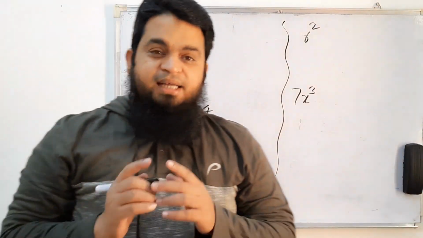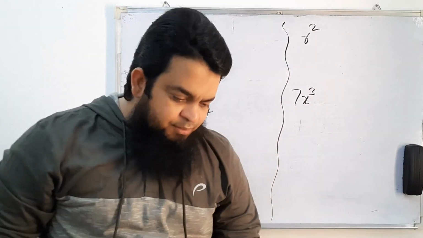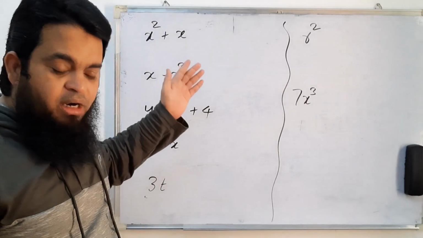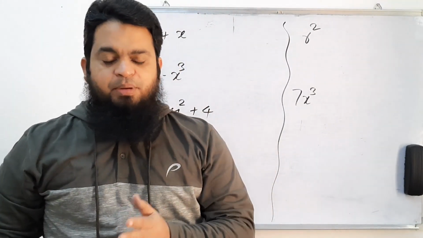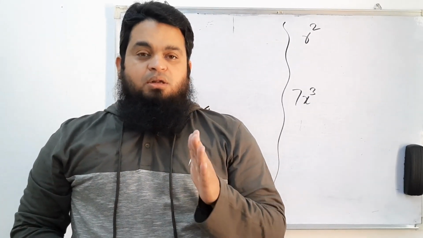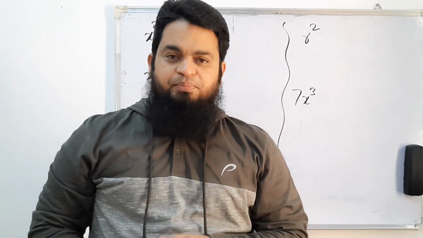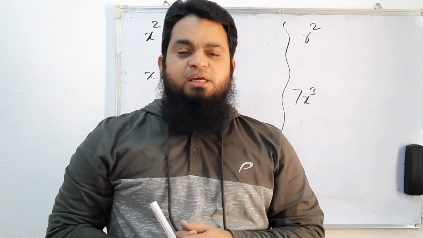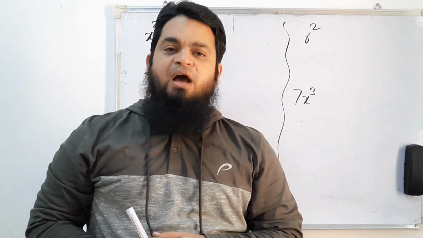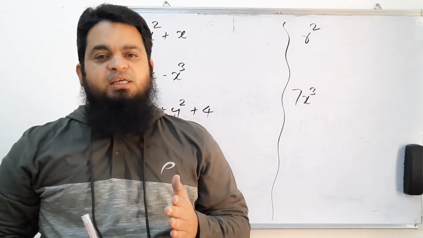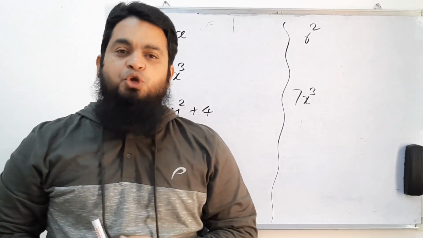In the last question of this exercise, the question is, classify the following as linear, quadratic and cubic polynomials. We have seen in the previous video that polynomials are also classified by their degree. If you have a degree 1, it is called a linear polynomial. If you have a degree 2, it is called a quadratic polynomial. And if it has a degree 3, it is a cubic polynomial.